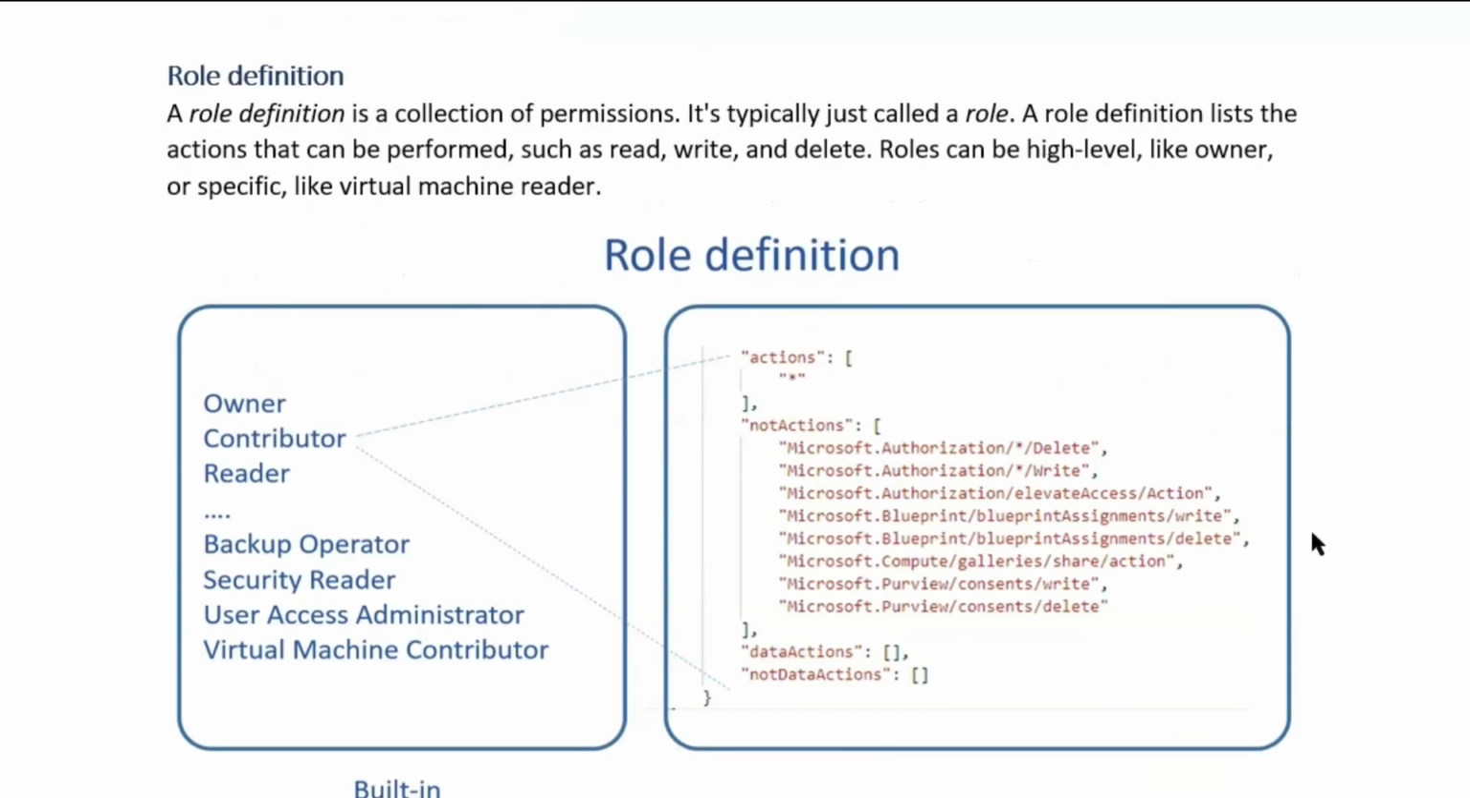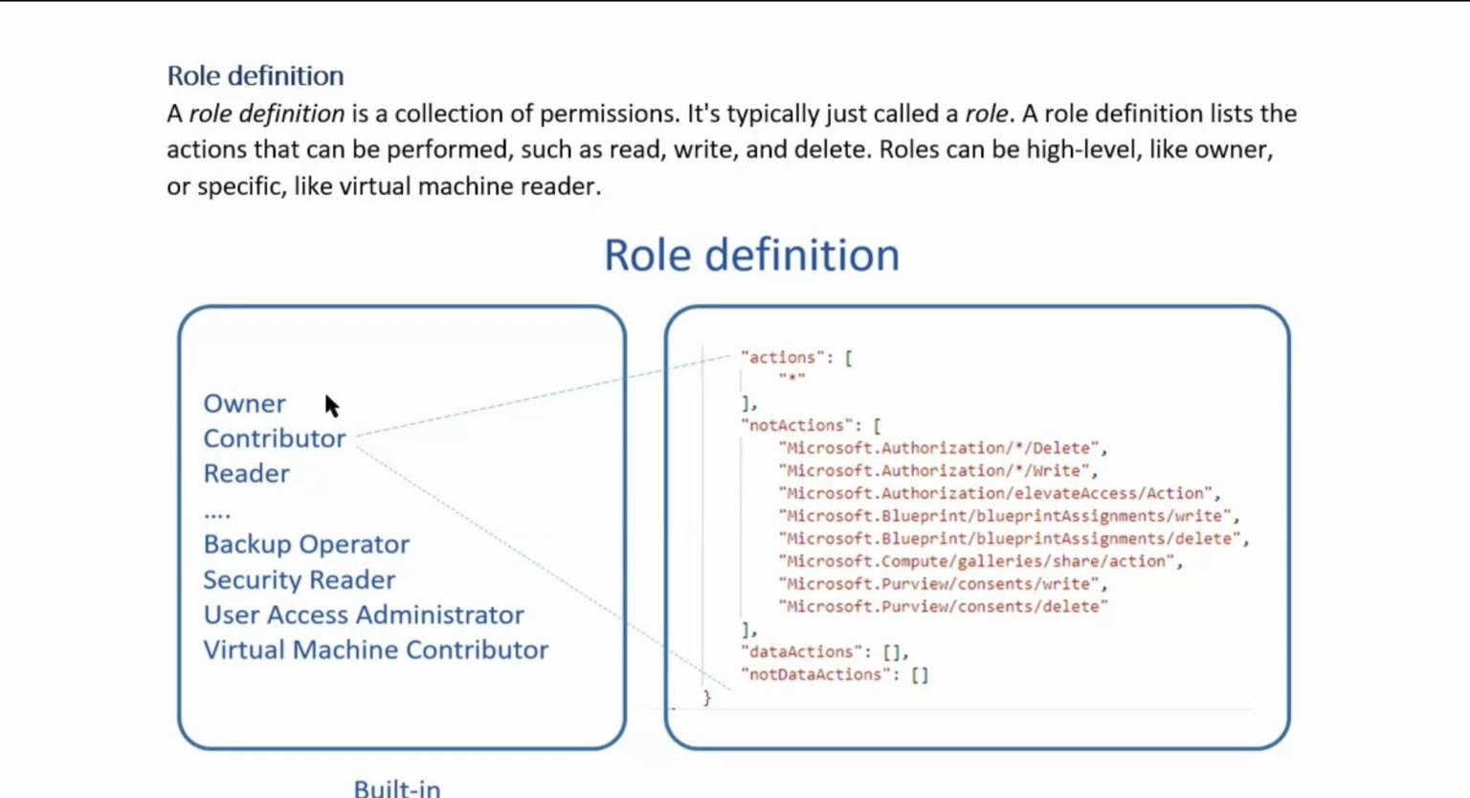Now let's discuss role definition. A role definition is a collection of permissions. It's typically just called a role. A role definition lists the actions that can be performed, such as read, write, and delete. Roles can be high level like owner or specific like virtual machine reader.